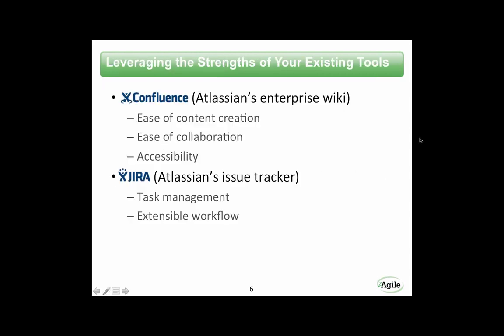A very important concept I want to point out is Zagile lets you leverage the strengths of things you already have in-house. For example, with Confluence, it's very easy to create content. It's very easy to collaborate. It's very accessible to the whole enterprise. Let's take advantage of that. Likewise with JIRA, a powerful, extremely popular task management tool, an issue tracker. It has extensible workflow built in. Let's use that. These are two tools that we're going to talk about a lot in the environment and in the demo. You can integrate any other tools, and the environment does not require Confluence or JIRA. However, I want to emphasize, let's take advantage of the strengths of the tools that you already have.